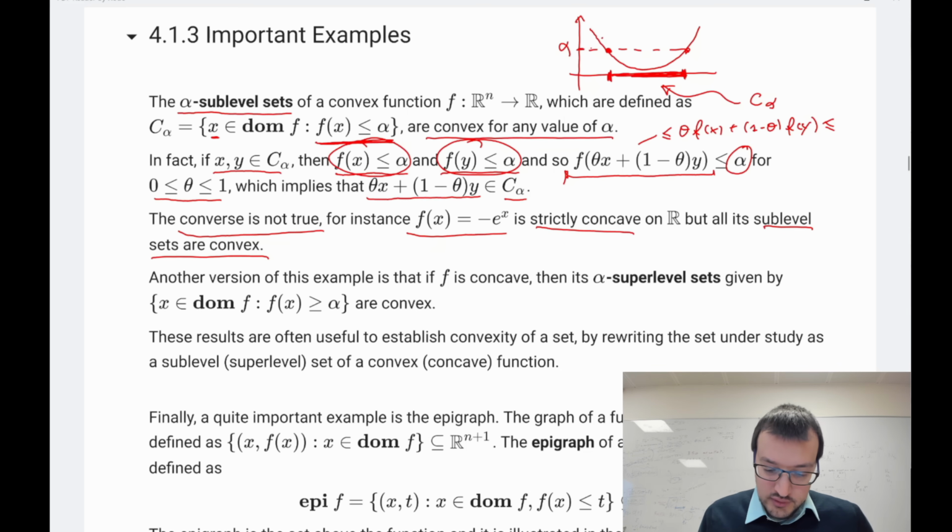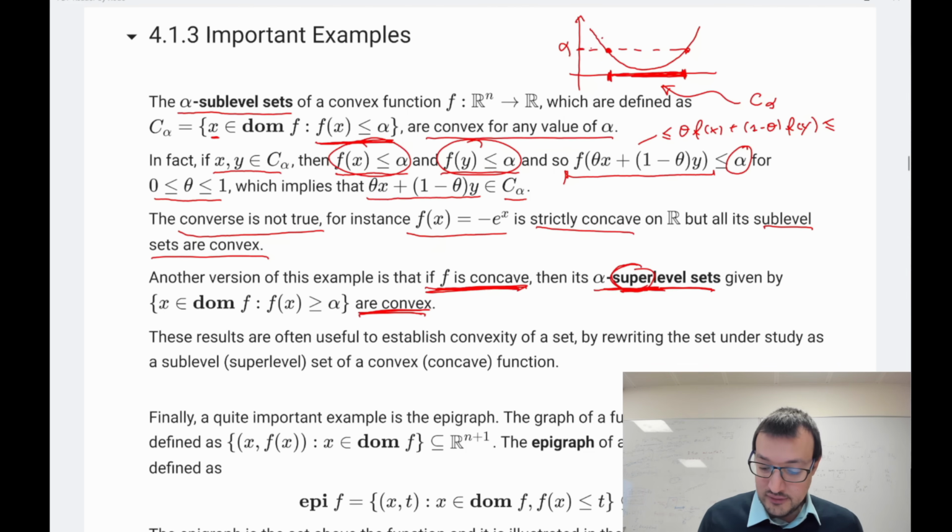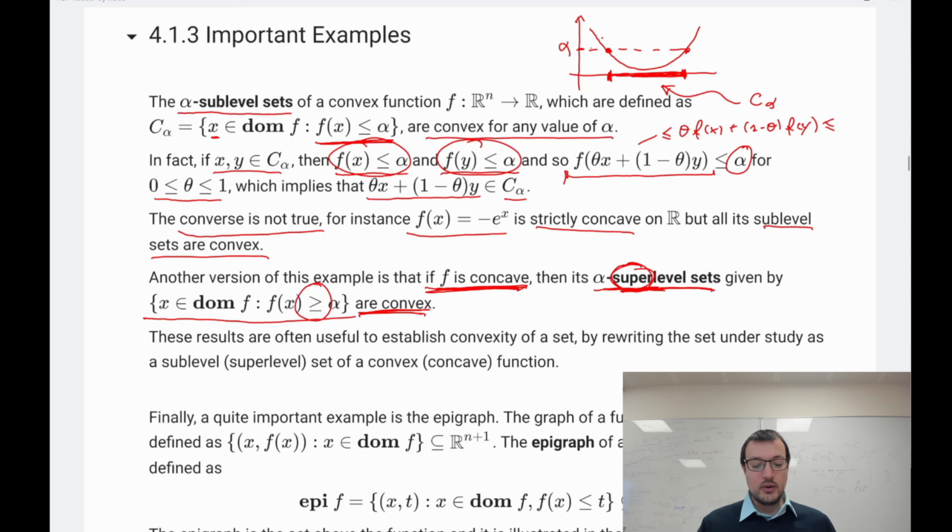A similar result holds for concave functions. If f is concave, then its alpha superlevel sets are convex. This is not a typo, because essentially what we switched here is we went from sub to super, and that's why we still ask for convexity. And how is the superlevel set defined? It's exactly the same definition, but with greater or equal instead of less or equal. Again, the converse doesn't hold true. If we have a function with alpha superlevel sets which are convex, it doesn't necessarily mean that this function is concave.